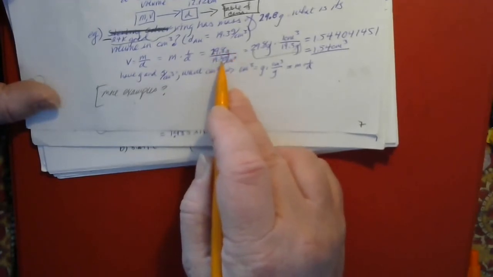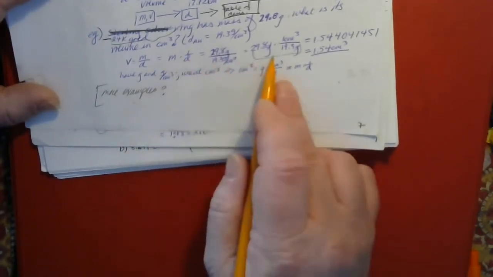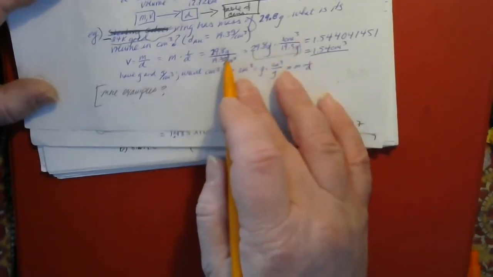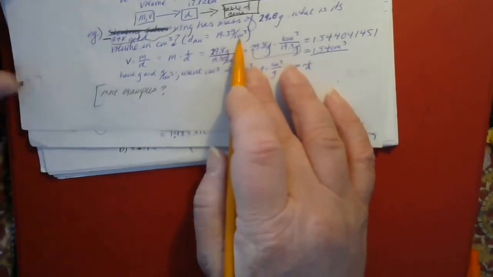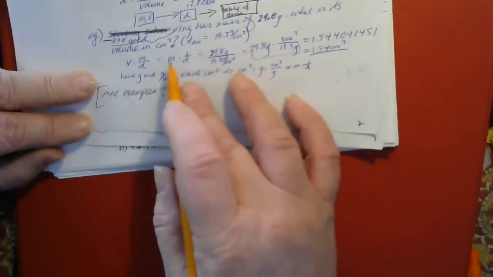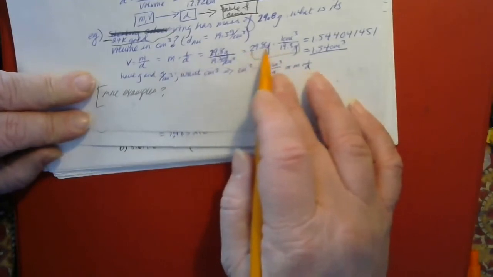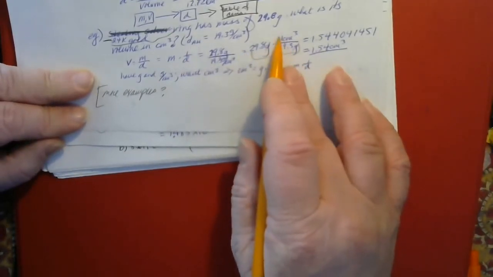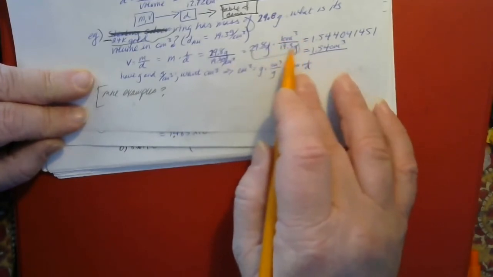And mass divided by density is the same as mass times 1 over density. So we can take 29.8 grams divided by 19.3 grams per cubic centimeter. The reason I wrote it like this, mass times 1 over density, is so you can see how the units work out. The density is 19.3 grams over cubic centimeters, but 1 over that, if you turn it upside down, would be 1 cubic centimeter over 19.3 grams. And so that would be mass times 1 over density. The mass is 29.8 grams. 1 over the density is 1 cubic centimeter over 19.3 grams.